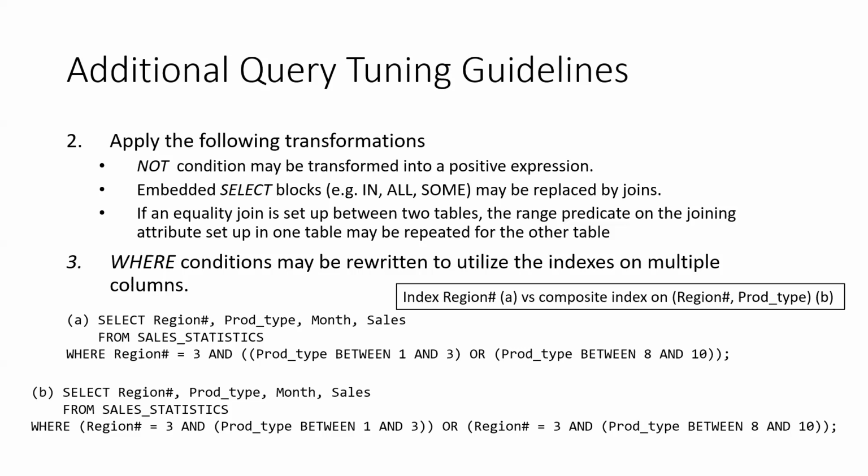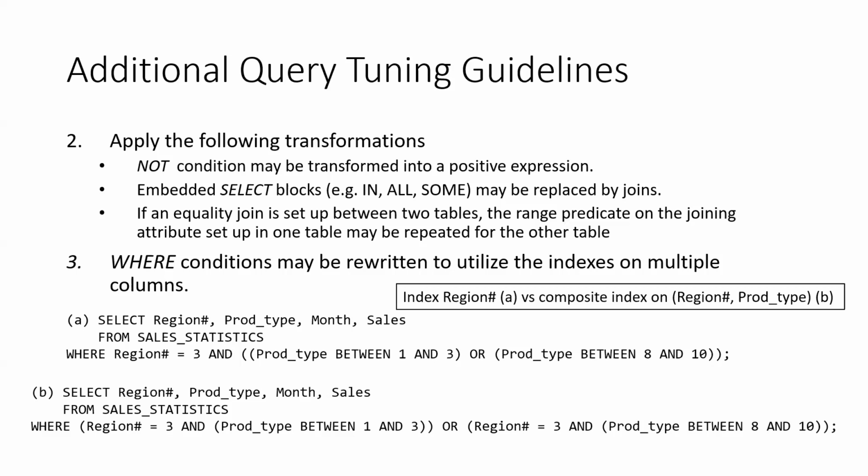Third one, WHERE conditions. How you write the WHERE condition is another one we have to understand. So for example, in this particular example, you are trying to select the region, the product type, the month and the sales from sales statistics. And then you say region number 3, and then we have an AND operation about the product type. So you'll see in 1, we have product type between 1 and 3, and in 2, we have product type between 8 and 10, right? Which is how we actually put this.